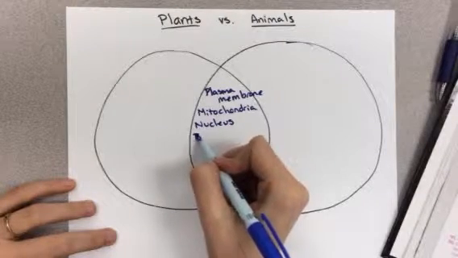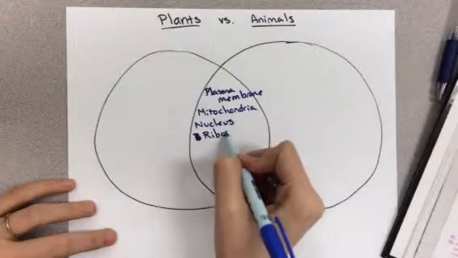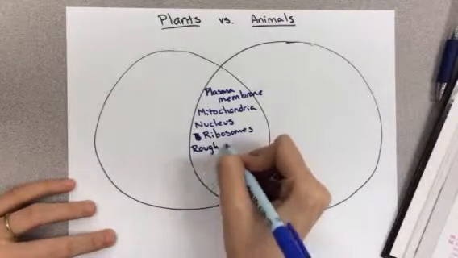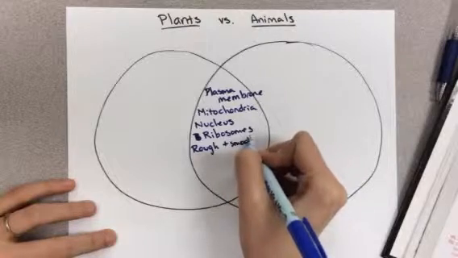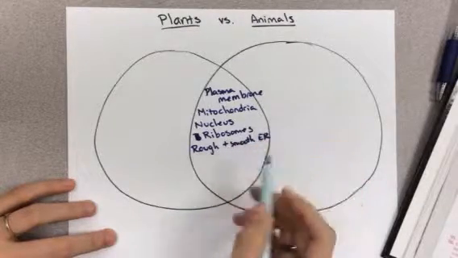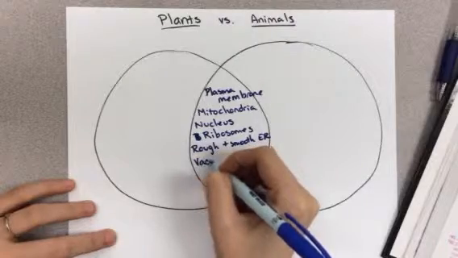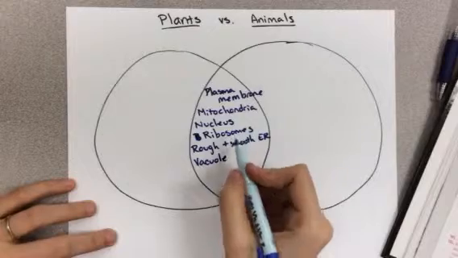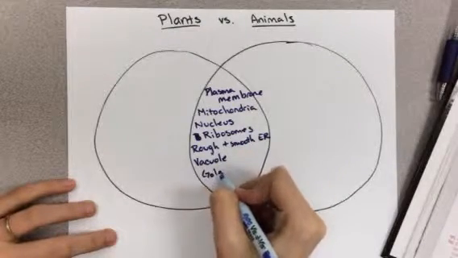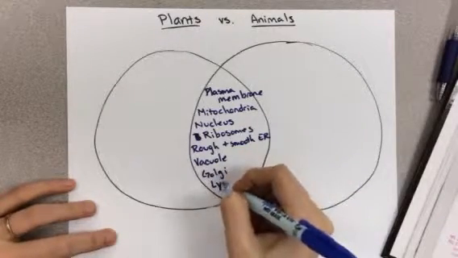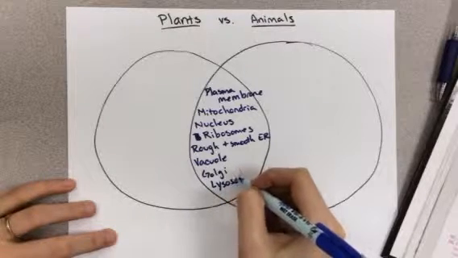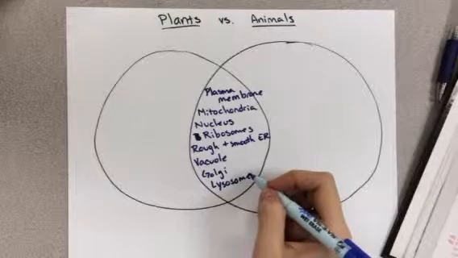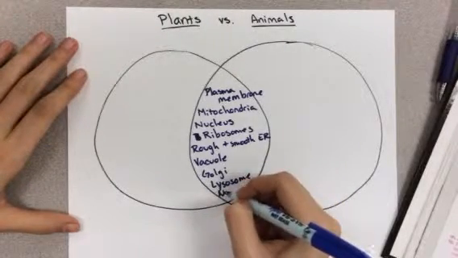Both have ribosomes. Both have rough and smooth ER. Both have vacuoles, although there are some differences in the vacuoles, and we'll look at that as well. Both have Golgi. Both have lysosomes. And both have the nucleolus.